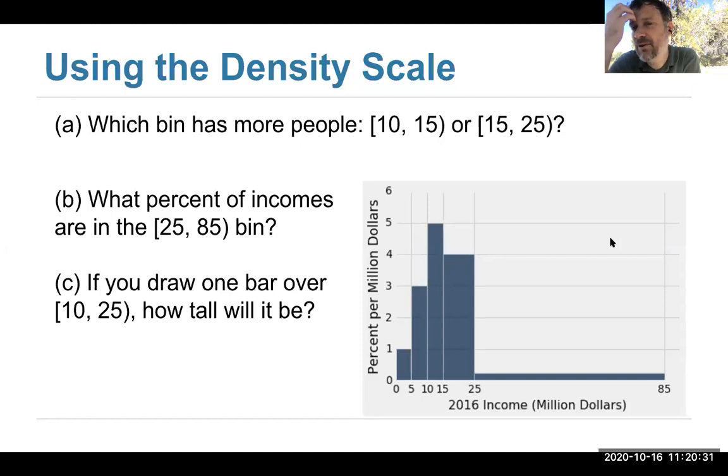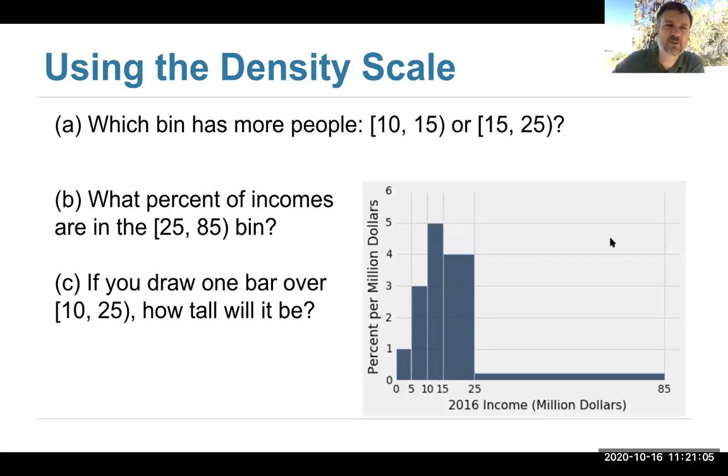Well, the number of people in a bin is proportional to the area of the bar. This is the area principle for histograms. It's derived from the area principle for visualizations: cognitively, our eyes, our human perception, tends to see things as proportional to the amount of area they take up. So, to make a histogram a good visualization, it should follow the area principle, which says the number of people should be proportional to the area of the bar.